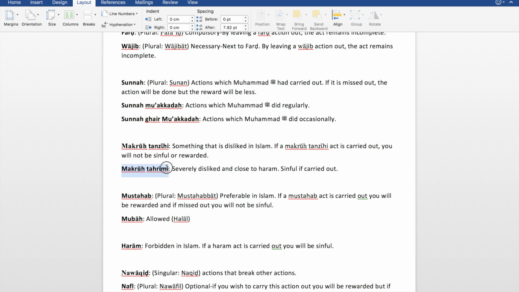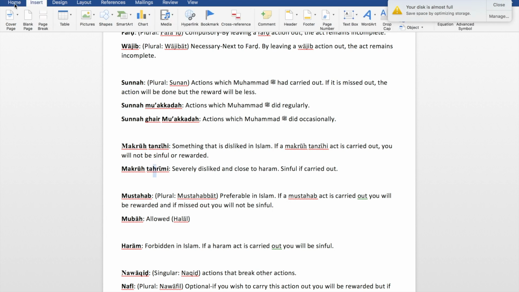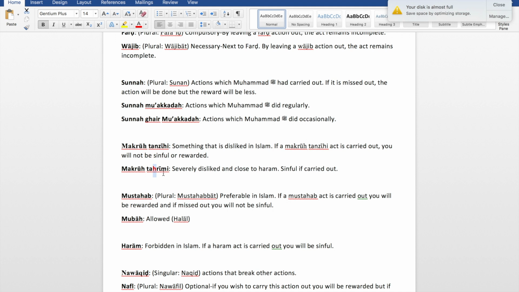Second type is makruh tahrimi. So again, makruh disliked, but this is tahrimi. So look at the keywords here. First is ha, ra, and mim. Ha, ra, mim. What does that remind you of? Ha, ra, and then mim.